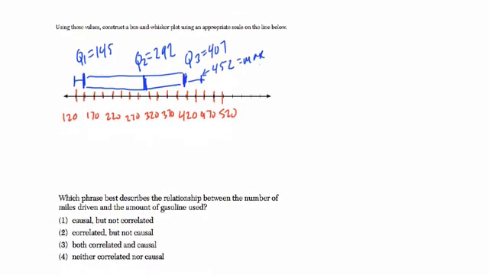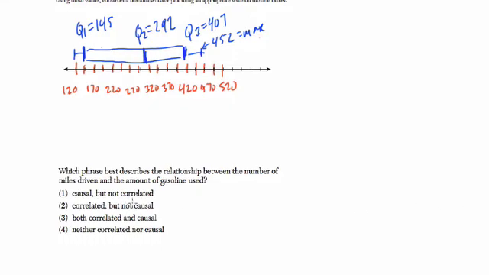All right, keep going. Which phrase best describes the relationship between the number of miles driven and the amount of gas you use? Okay, so the more you drive, the more gas you use. So it's a positive correlation, so it's correlated, and it's causal. All right, one leads to the other, so it's causal and correlated. Both, choice 3.